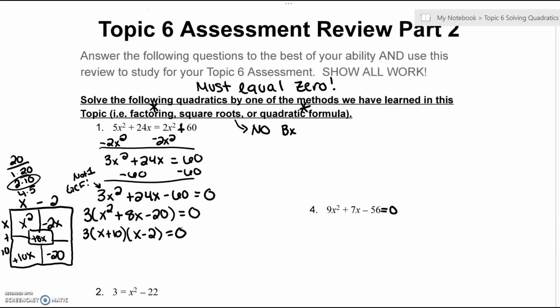So I can use the zero product property, and the first one I get is 3 equals 0, which is nonsense. Having $3 is not the same thing as having $0. And I have x plus 10 equals 0, and x minus 2 equals 0. And when we solve both of these equations, when you subtract 10 from both sides, you'll get that x equals negative 10. And then when I solve this by adding 2, I get that x equals 2. And that is number 1.